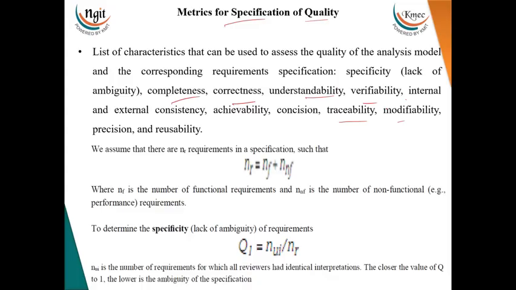You can think of it like grading an essay. We check if it's clear, complete, and free of contradictions or not, right? In the same way, there is a list of characteristics that can be used to assess the quality of the analysis model and the corresponding requirement specification. Clear?